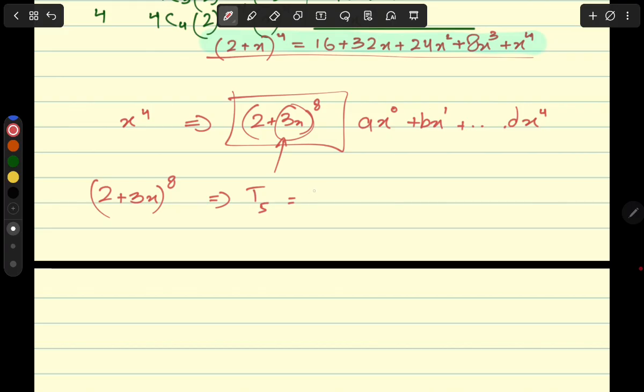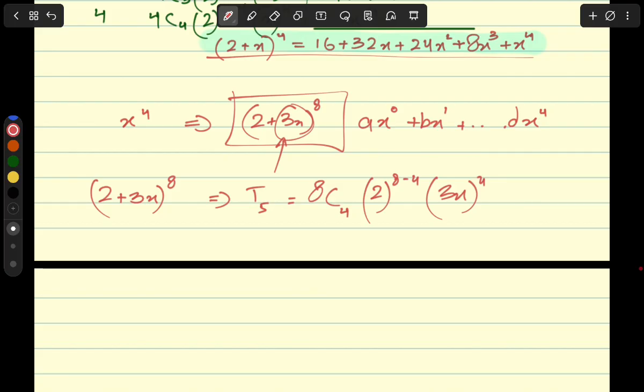So all you need to do is 8C4 times 2 to the power 8 minus 4 times 3x to the power 4. That's it. I don't know what the answer is going to be, but this is how you are going to do it. I want you guys to pause this video and try it yourself as well. So, are you guys done? Good. We don't need the entire expansion.